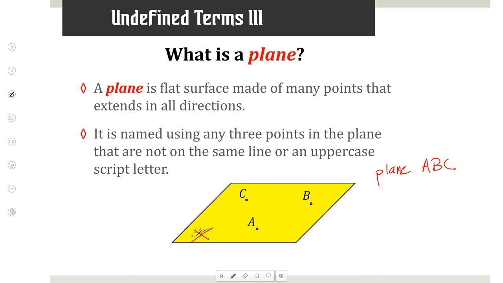So on this slide in particular, I would write down the first line, and I would probably draw the picture. I would not include the second one that says it is named using any 3 points in the plane that are not the same line, or an uppercase script letter.